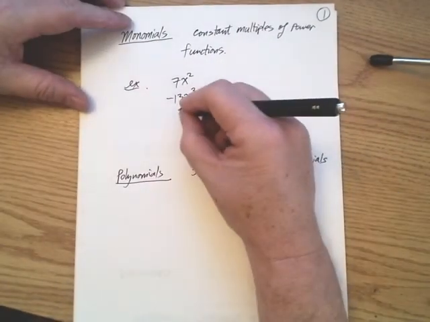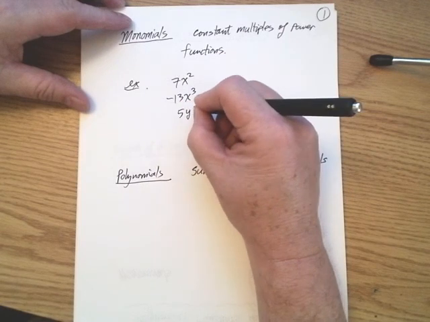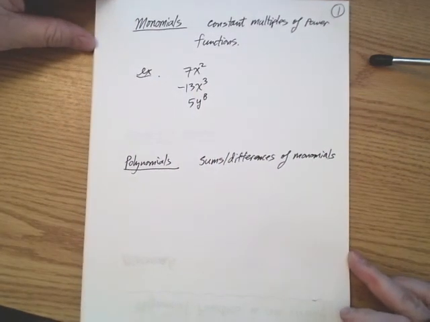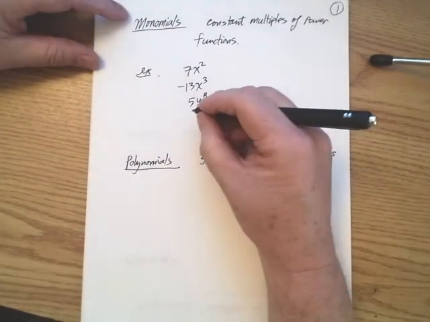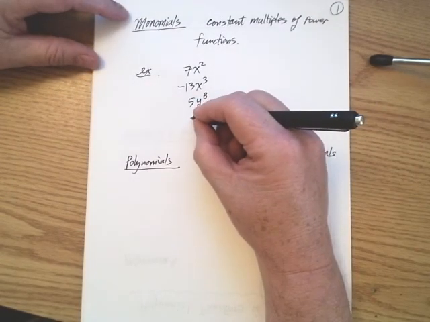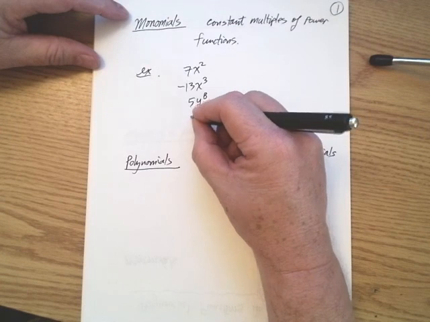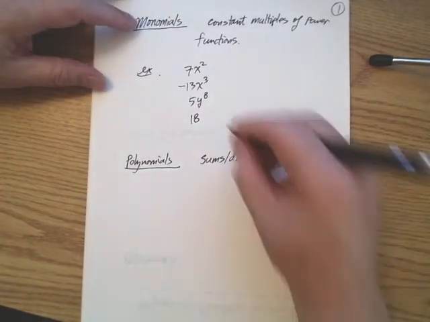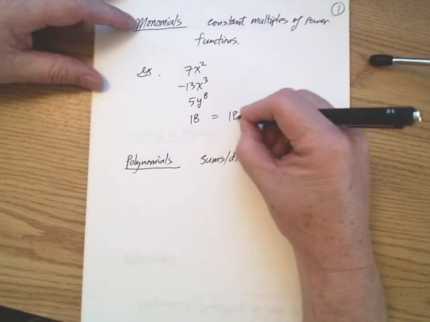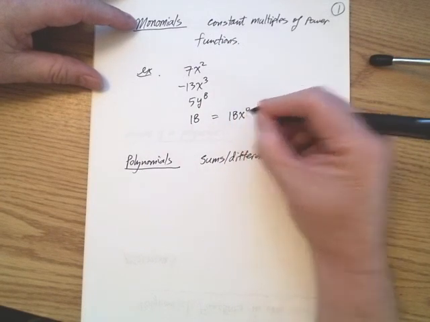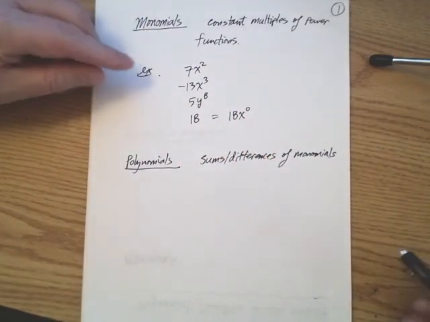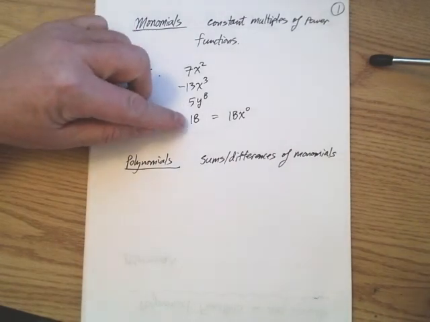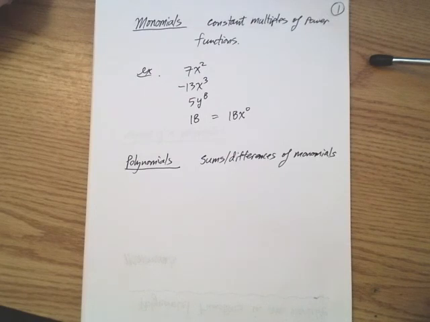Okay, 5y to the 8th, that would be a monomial in y. Even something like this, say 18, even that is going to be a monomial term, because we could think of that as 18 times x to the 0 power. So a monomial, just think of it as a constant multiple of a power function.